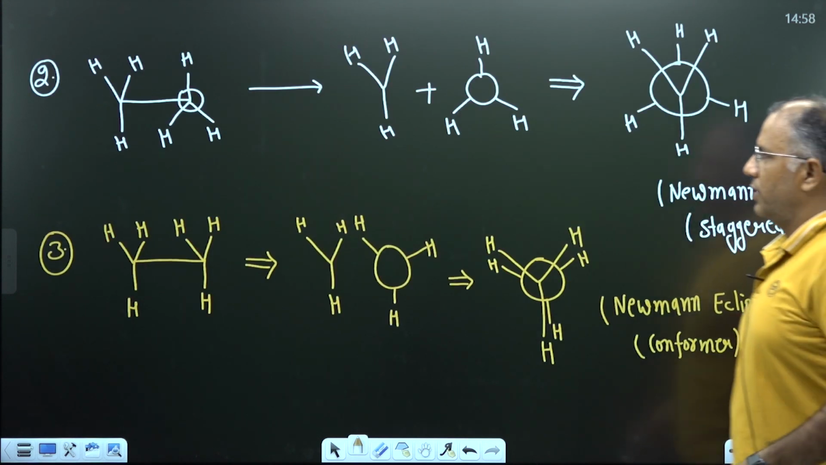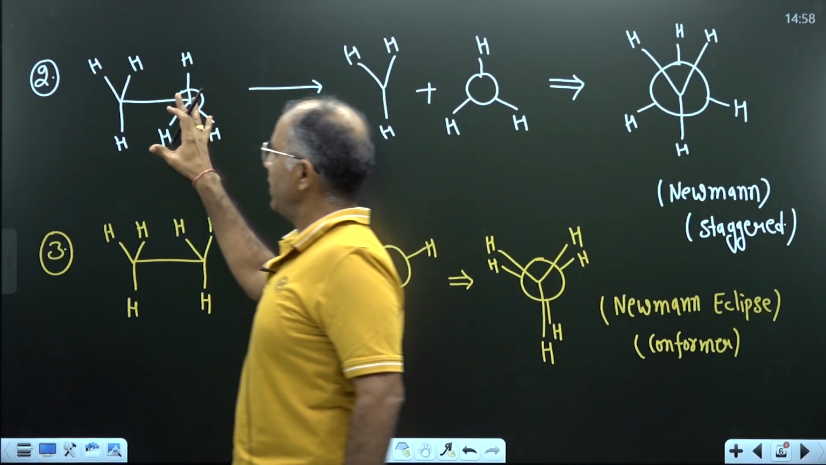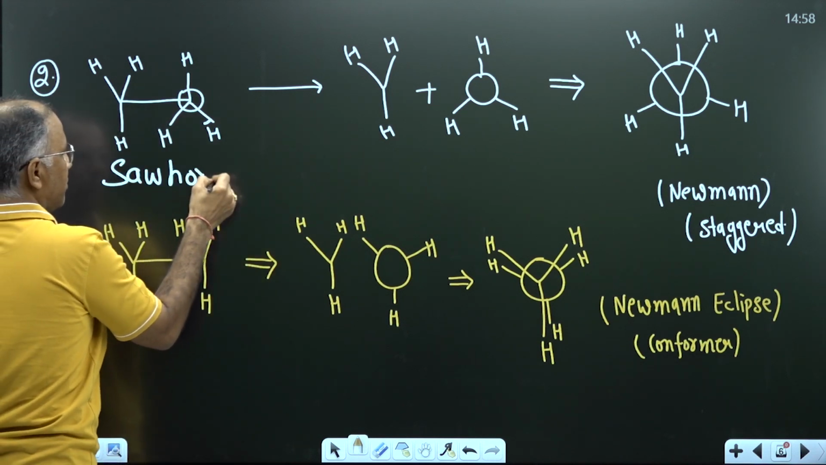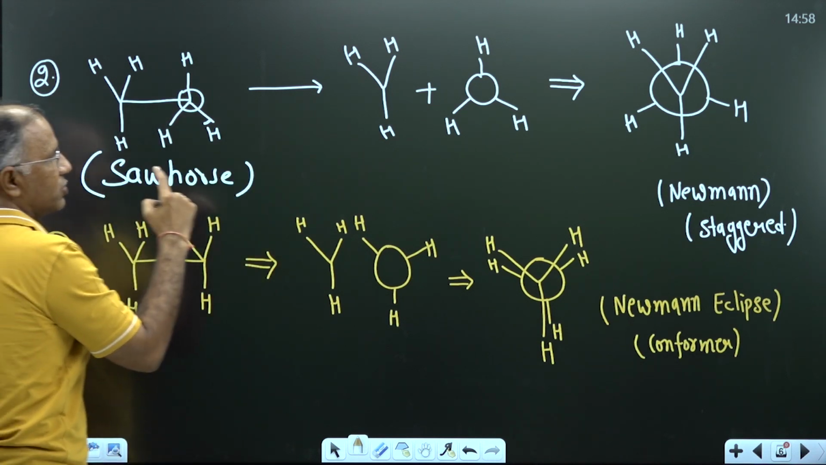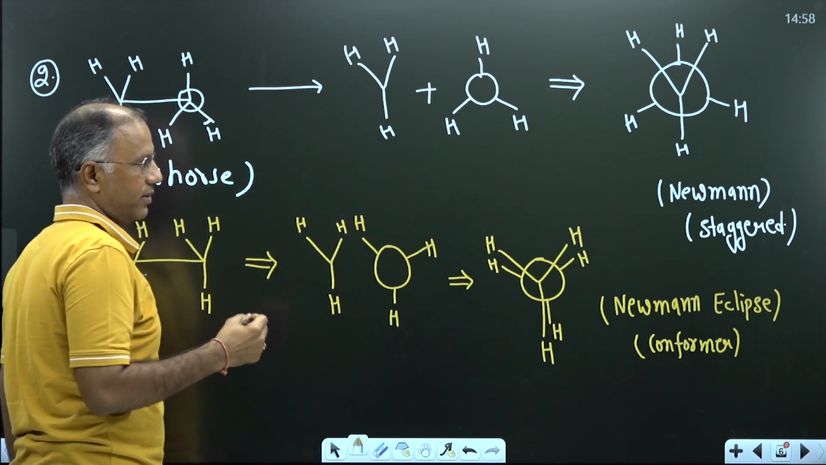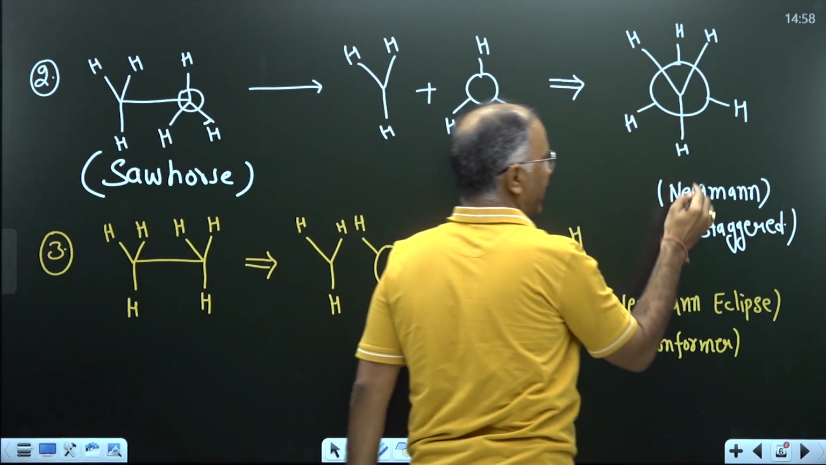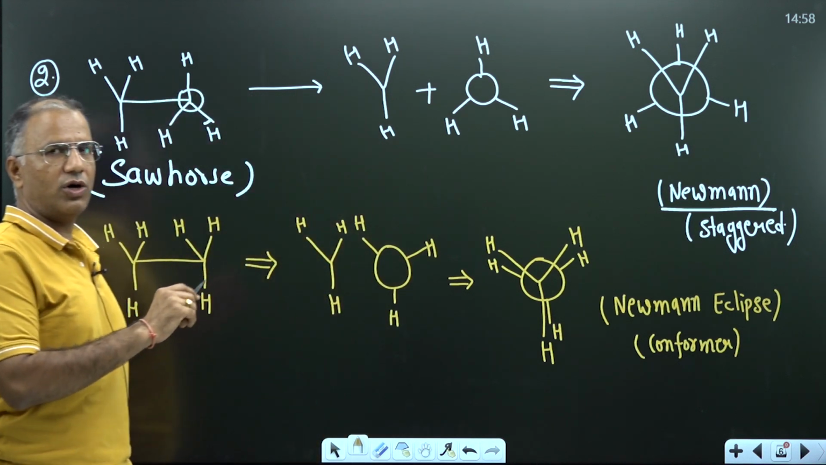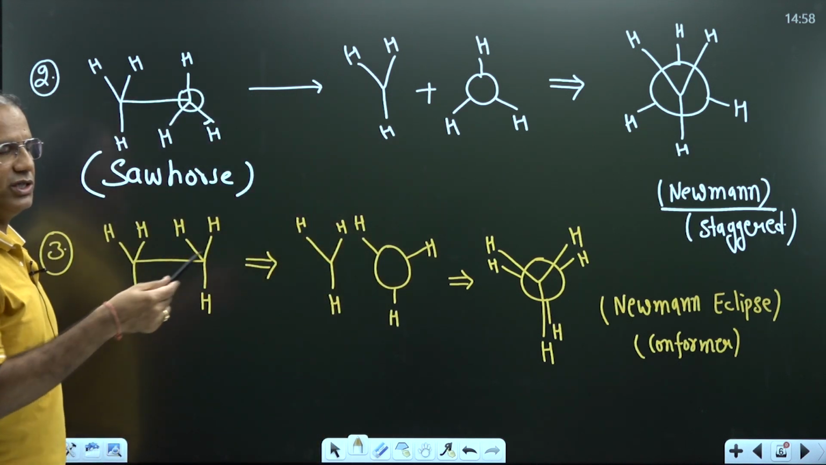Now, this type of projection is known as Sawhorse. Now, I have to convert this sawhorse into a Newman. This type of projection is known as Newman. How will you convert this sawhorse to Newman? That I am going to teach you.